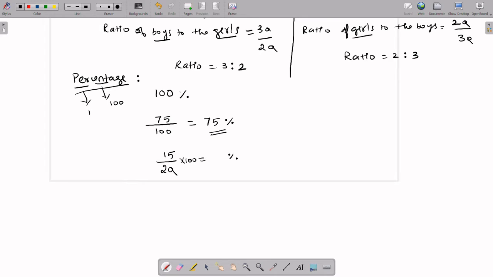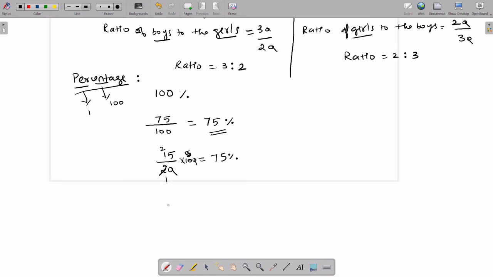So the zeros get cancelled, and here you have 5 times 2 is 10. So 5 fives are 25, and the remaining 2 ones are 5, plus 2, you have 75. So you get 75% marks in your exam out of 20. This is the way you can find it.